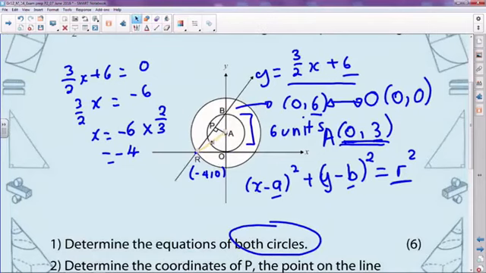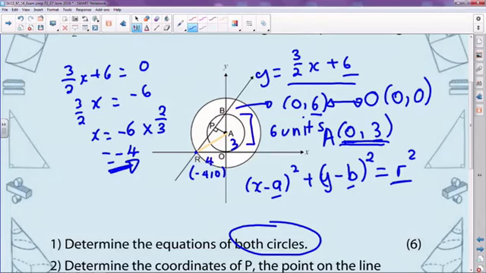Okay, so that's your radius there, from point A to point R. And that will be the radius of your bigger circle. Do we have enough information to work out the length? Of course we do. We know that from O to A is 3 units. We know that from R to O is 4 units, because using our x-intercept of the straight line, y is equal to 3 over 2x plus 6, I can work out that R is 4.